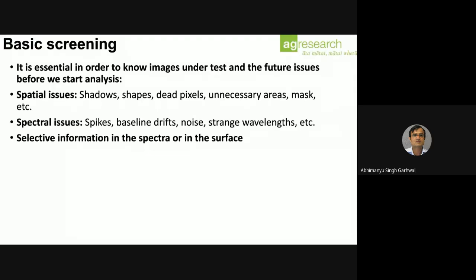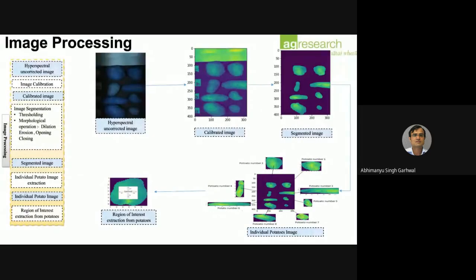Spectral issues: when we are capturing the spectra, there are spikes because of the external lighting system, some baseline drift, some noise, instrumental noise, environmental noise, some strange wavelength behavior, and the selective information in the spectra or on the surface. That is another issue.